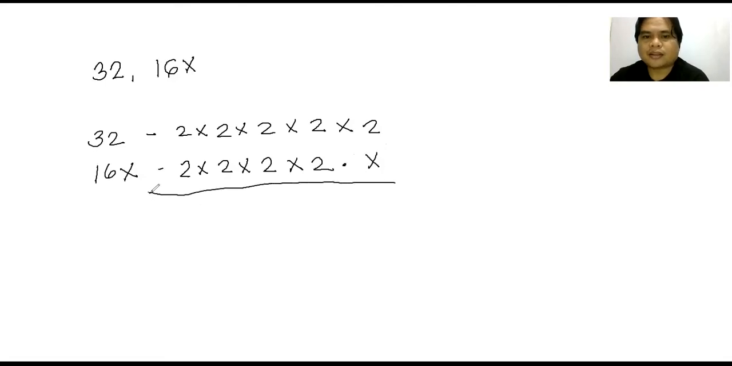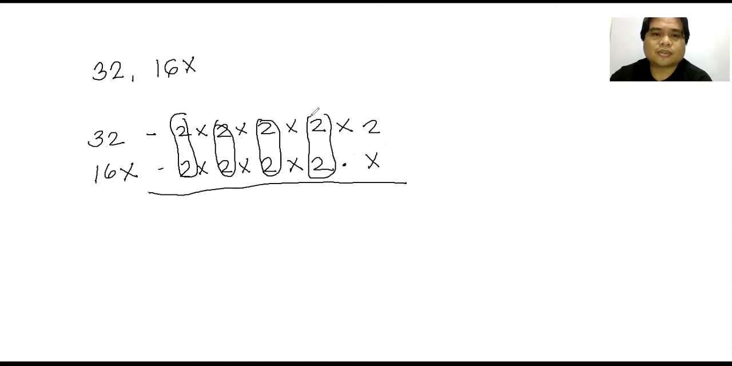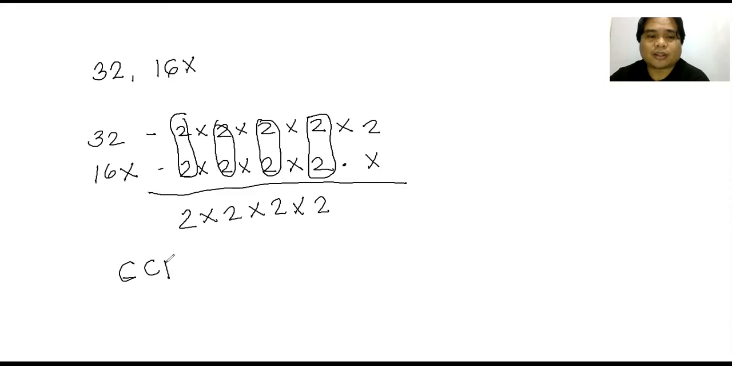This time, get the common numbers, the common digits. In this case, it's 2, 2, 2, 2. These are the common numbers. Since we have several common numbers, all you need to do is list them down and multiply each of them. So what do you get? 2 times 2 times 2 times 2, you get 16. Therefore, your greatest common factor is 16 for this particular example.